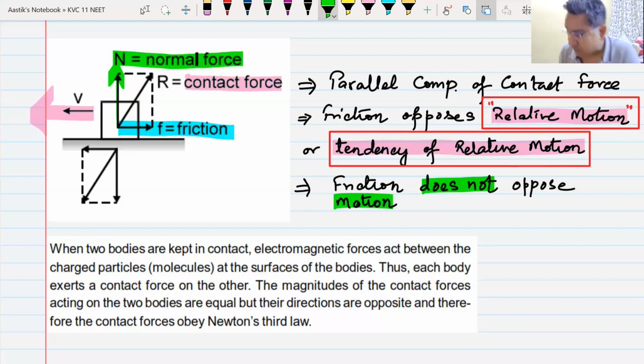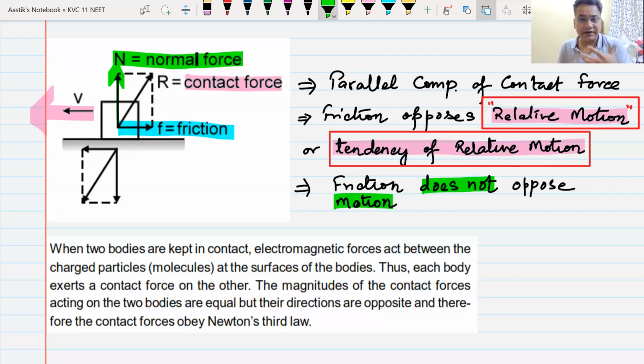So it's wrong to say that friction opposes motion, but friction does oppose something. And what is that something? That something is relative motion between the two bodies. It opposes relative motion between the two bodies, not motion. So remember that friction only opposes relative motion or the tendency of relative motion.